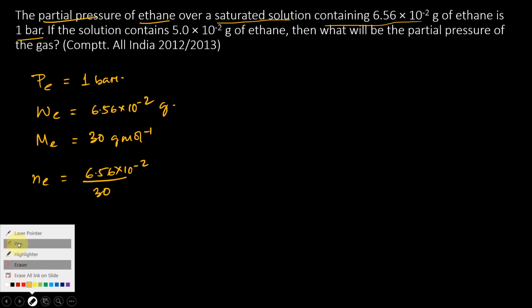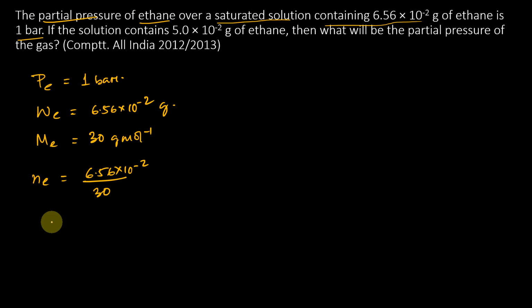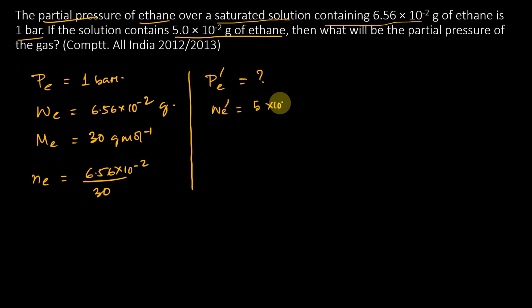Next, if the solution contains this much gram of ethane, now they are giving two situations to compare. Then what will be the partial pressure of the gas? Let us take this as P dash E. We don't know, we have to find it out. Then what is the weight of ethane this time? Let us consider it W dash. It is 5 into 10 to the power minus 2 gram.